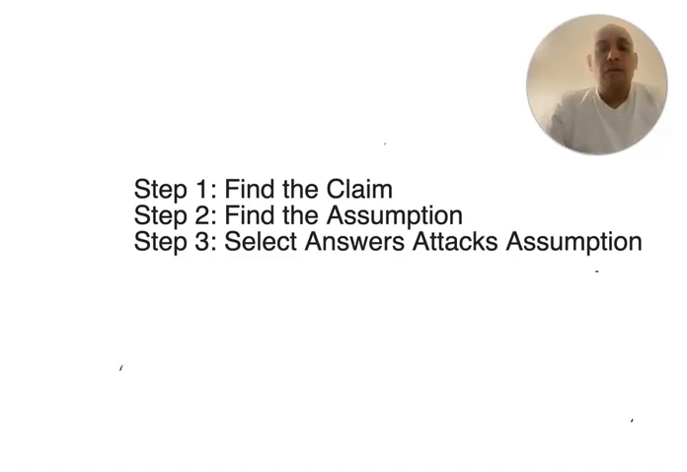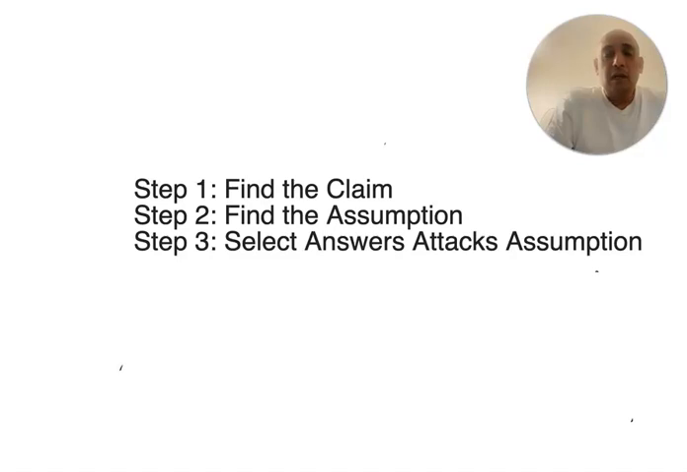Step 1, find the claim. The claim is what is the main idea the writer is making. It's something that he says quite clearly. It's quite easy to state. For example, I say I am very good at mathematics. That's a very bold statement.